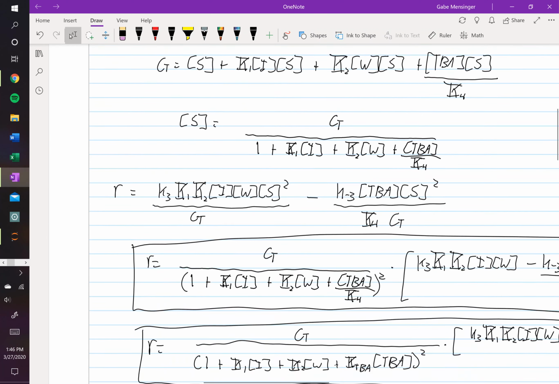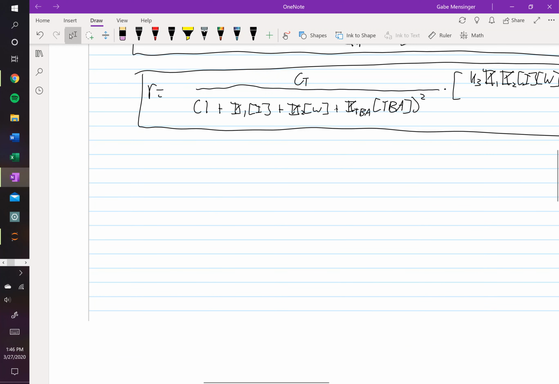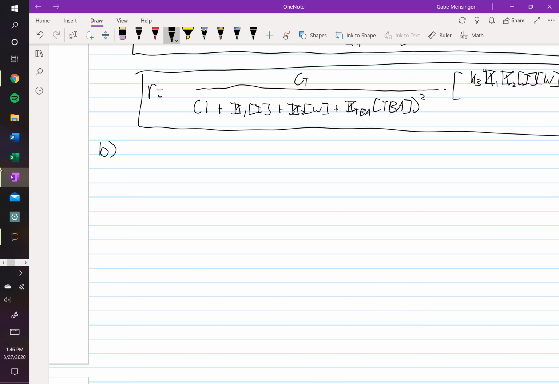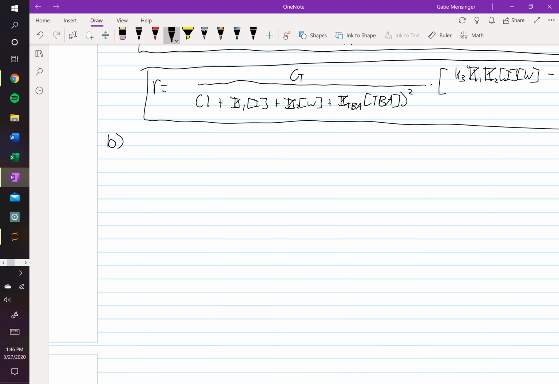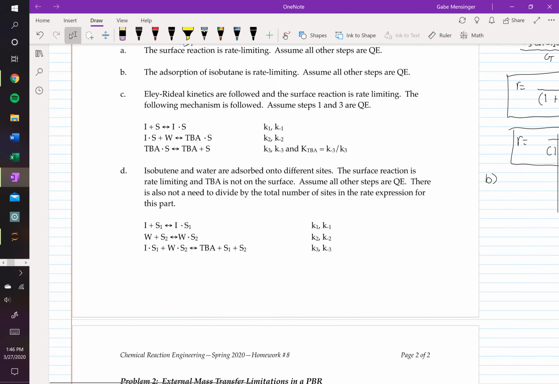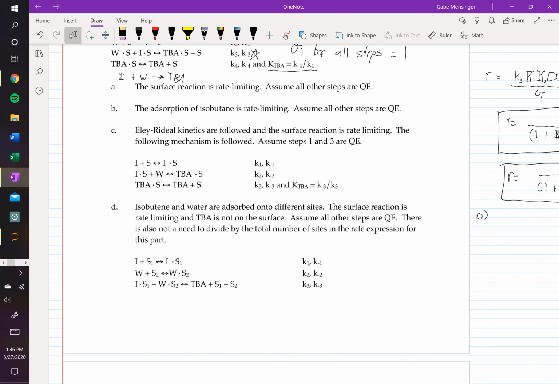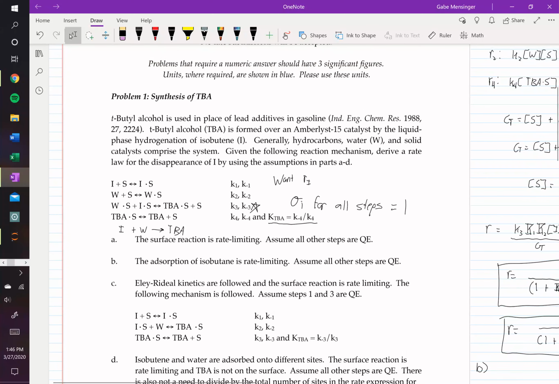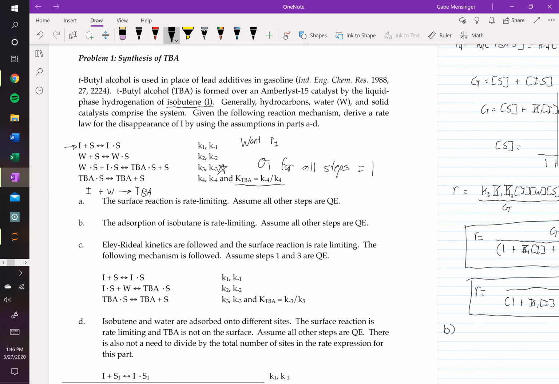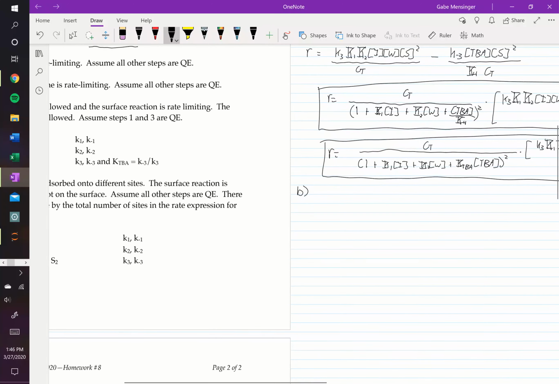All right, so if no more questions on part A, I'll move on to part B. All right, so the absorption of isobutane is rate limiting. All other steps are QE. Isobutane is I, so that's going to make our first step our rate limiting step. And all other steps are QE.